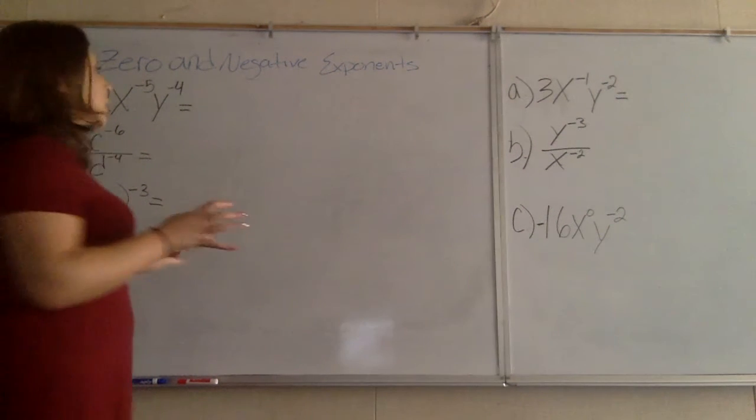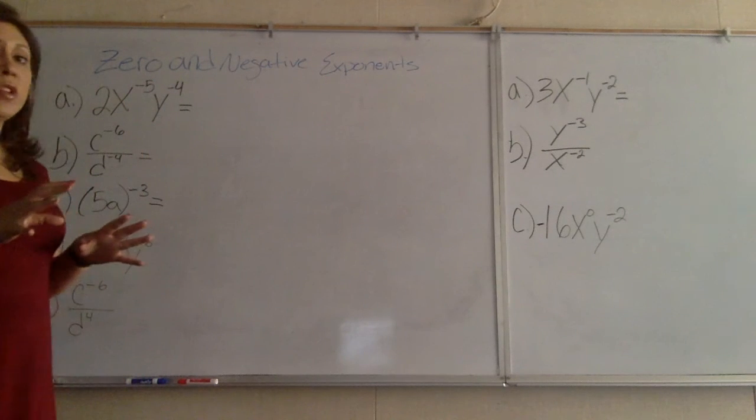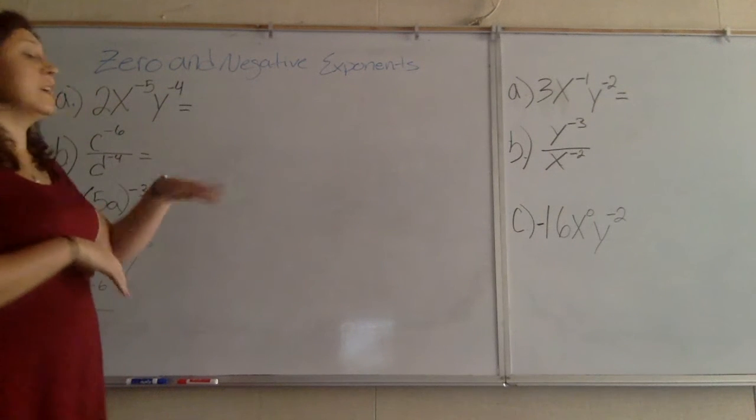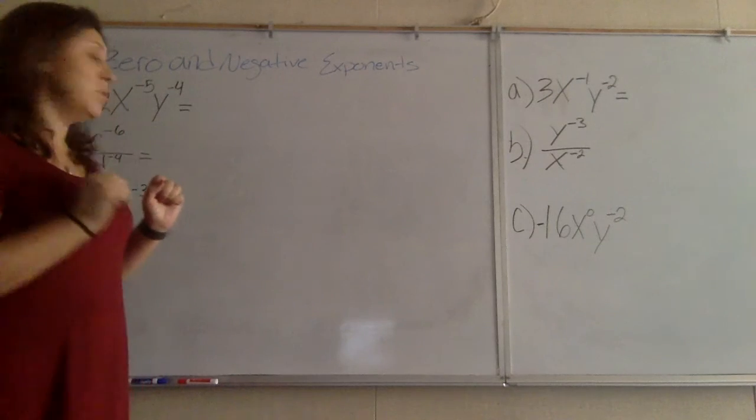Right, so in this section, we are going to test everything that we've already learned. We're going to test our zero exponents and our negative exponents. Remember, if we have a positive, it stays. It's actually happy. It doesn't want to move.